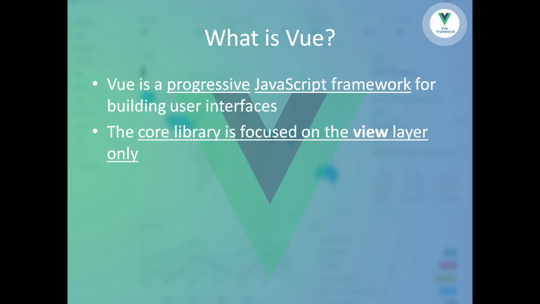And the core library is focused on the view layer only. Well, this means that Vue's core library will just help you to render and dynamically re-render your views. But if you want to perform some other tasks like communicating with the API, state management, routing, and so on, you have to use some other libraries.